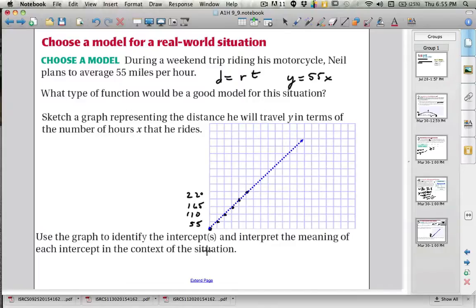If they want to talk about the intercepts, well, the intercepts are both at the same location. That represents both his starting distance and his starting time, which are both 0. He's 0 miles from home at 0 hours, and that's what that means. In a different context, it might mean something else. But in this particular case, he's traveled 0 distance at 0 time.